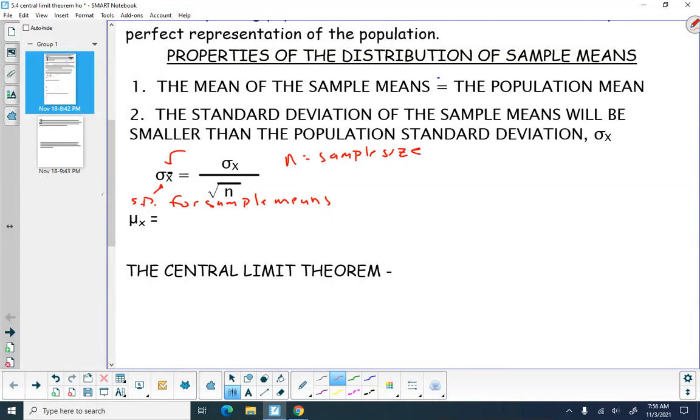So when you talk about the population standard deviation, here's our population standard deviation. This is the standard deviation of the sample means. The standard deviation of the sample means will be smaller than the population standard deviation. How much is it smaller? Well, we take the square root of n, the sample size, and we divide our standard deviation by that.